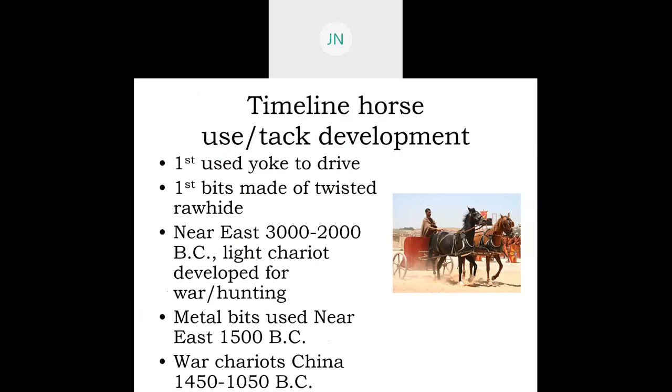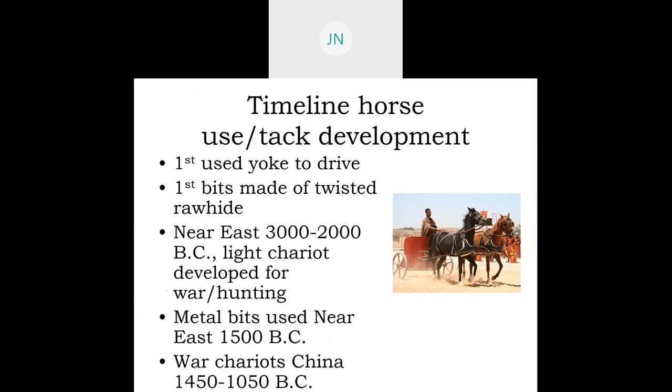Then let's look a little bit at use and tack development. So the people first used a yoke to drive, kind of like what they use for oxen. And that was how they taught horses to drive. And then the first bits were actually made of twisted rawhide. They didn't have metal at the time.